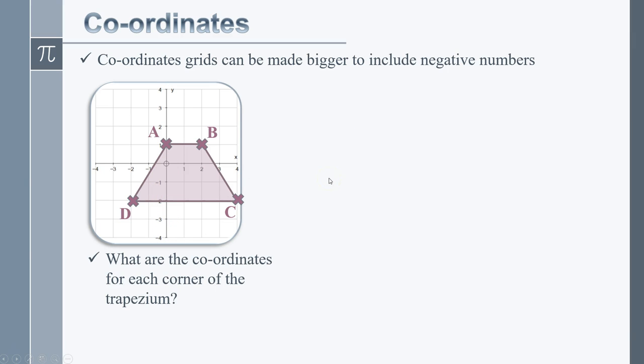The coordinates for each corner of the trapezium. For A, if I'm at the origin, I don't go across at all, I go straight up. So my x-coordinate is 0, my y-coordinate is 1. B is across 2, up 1, so that's 2, 1. C is the first time we use a negative: we go across 4, but this time down 2, so we're at minus 2 on the y-axis, that's 4, minus 2. For D, we go backwards into the negatives for x, so that's minus 2, and the y-coordinate is minus 2.